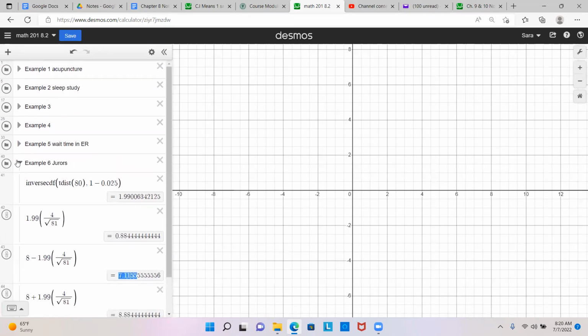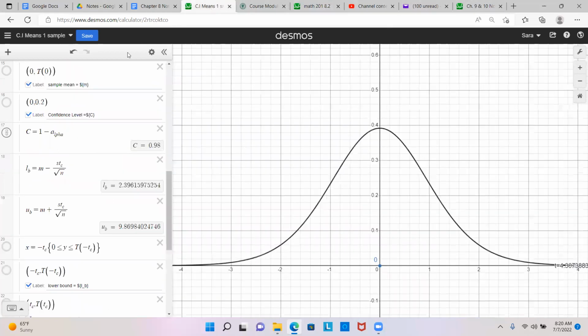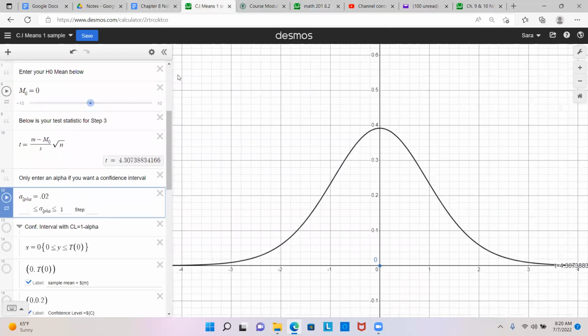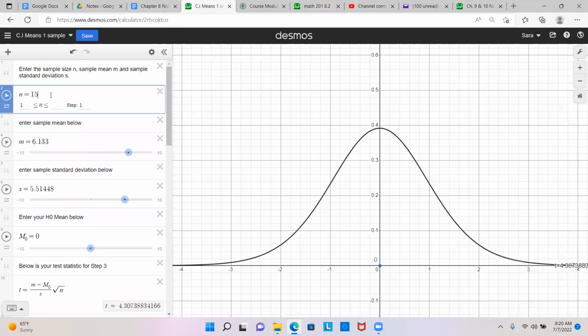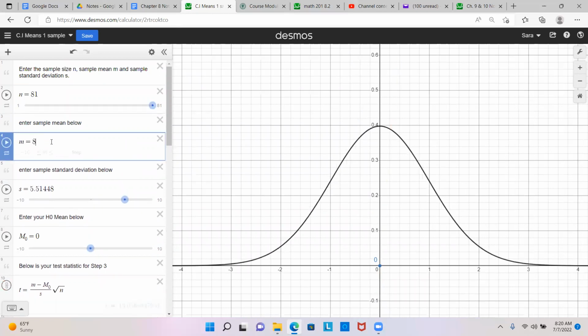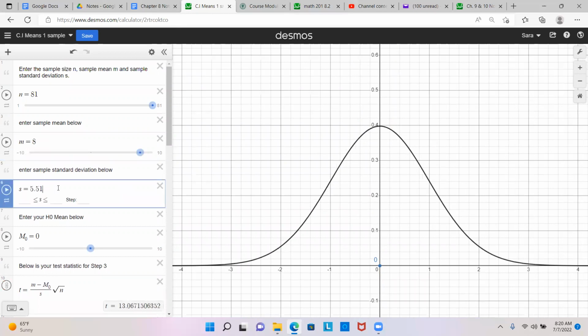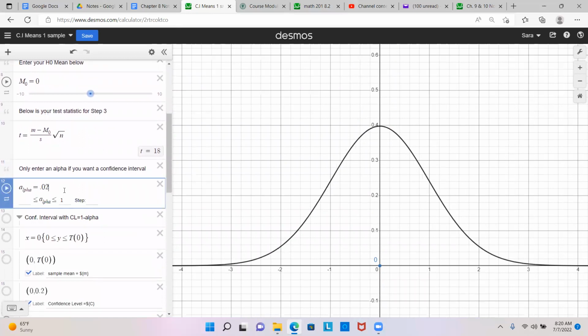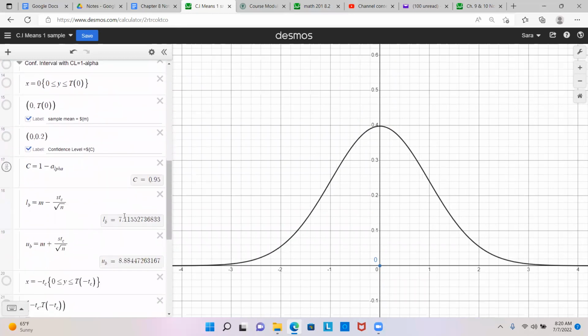And again, you can see from our formula here, we could go up here and enter in our sample size was 81. Sample mean was 8. Sample standard deviation was 4. And our alpha was 0.05. And there is our confidence interval. And always validate your confidence level right here.